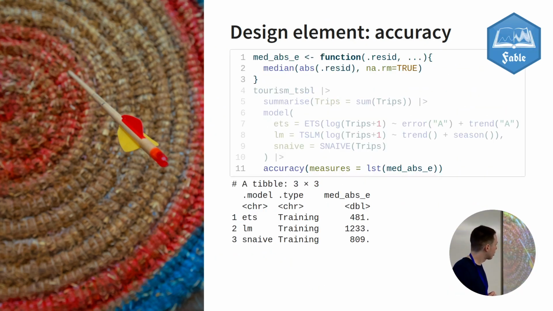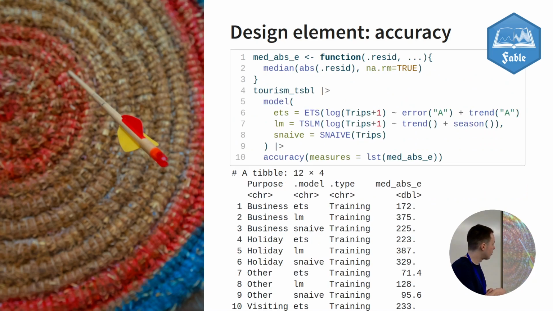I will skip through accuracy, but the same approach applies. Here we allow people to define arbitrary accuracy functions and then use them to calculate their own accuracy metrics, rather than in forecast, which has a predefined set that cannot be changed.